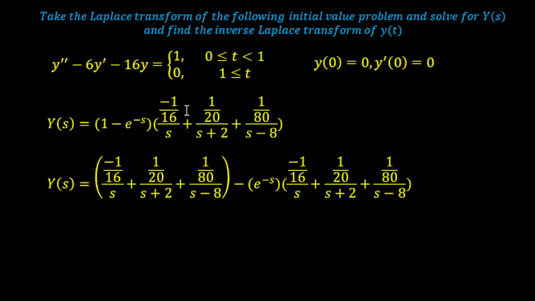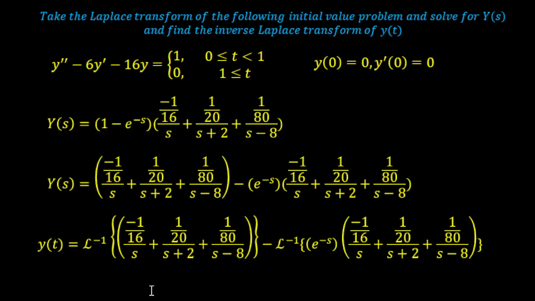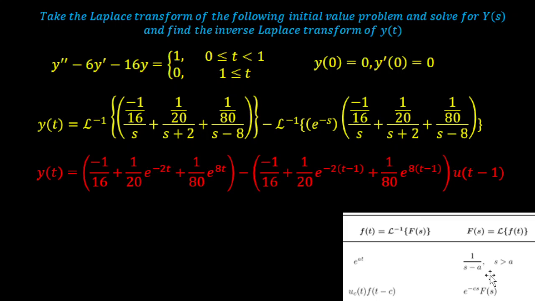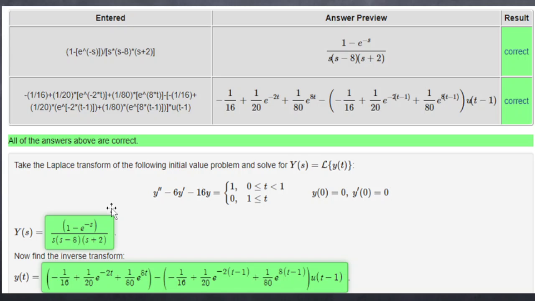And we just distributed this so that we can easily take the inverse Laplace of y of s. Then we take the inverse Laplace individually. This is just a formula from this here. And our y of t is now this. And we can check that our answer is correct from here. And I think that's all.